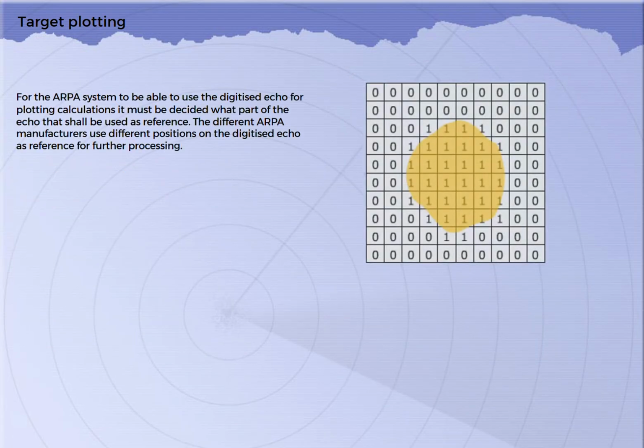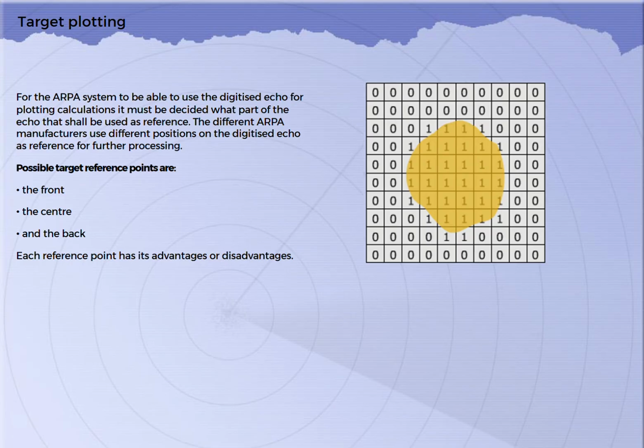For the ARPA system to be able to use the digitized echo for plotting calculations, it must be decided what part of the echo shall be used as reference. The different ARPA manufacturers use different positions on the digitized echo as reference for further processing. Possible target reference points are the front, the center, and the back. Each reference point has its advantages or disadvantages.